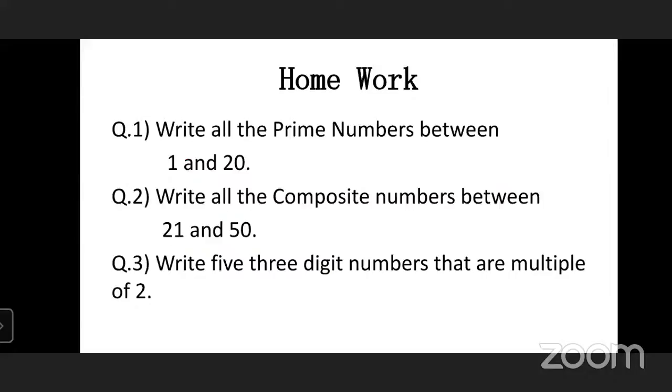So here is the homework. You have to answer these questions. Question 1: write all the prime numbers between 1 and 20. You have to take a screenshot and complete this homework. Question 2: write all the composite numbers between 21 and 50, and write 5 three-digit numbers that are multiples of 3. Okay. So today we have learned a chapter named multiples and factors.